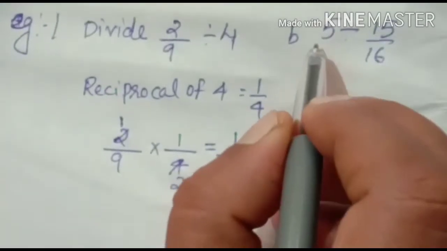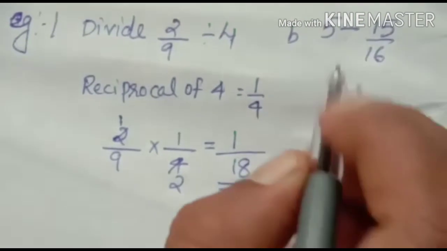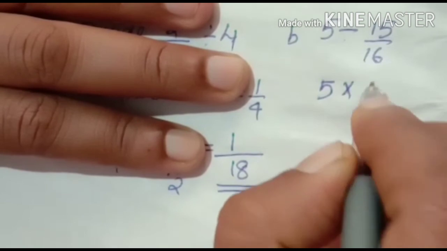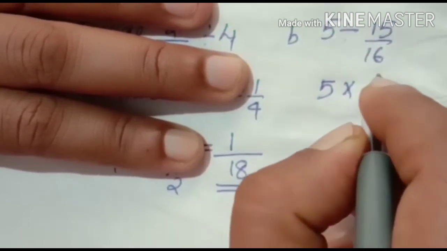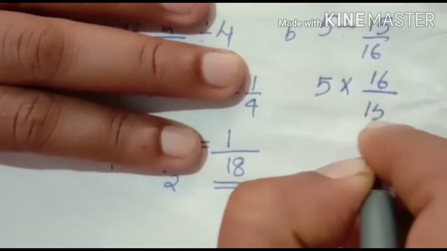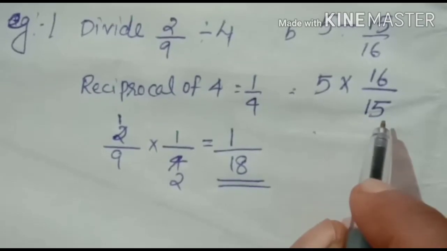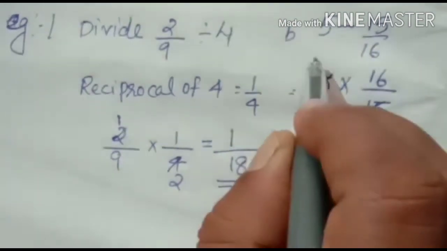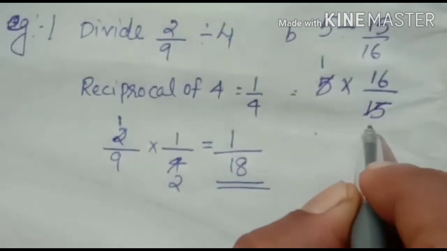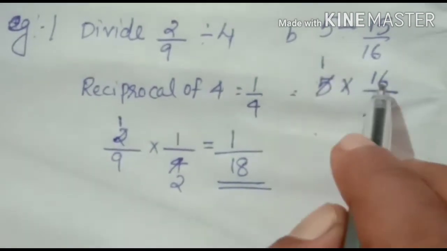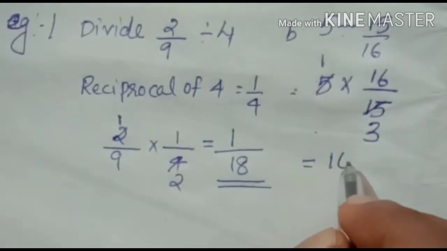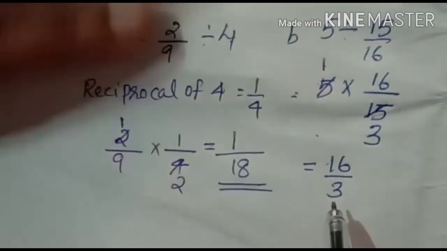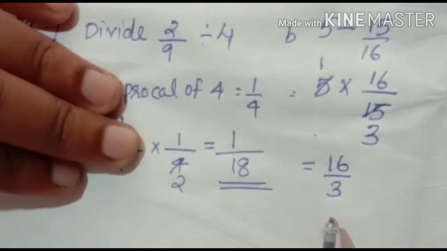Then B, 5 divided by 15 by 16. We can write 5 into reciprocal of 15 by 16 equals 16 by 15. We can cut 5 and 15. How much time 5's are there in 5? 1. In 15, 3 times. 1 into 16 equals 16 by 3. 16 by 3 is an improper fraction. We can convert it into a mixed fraction.